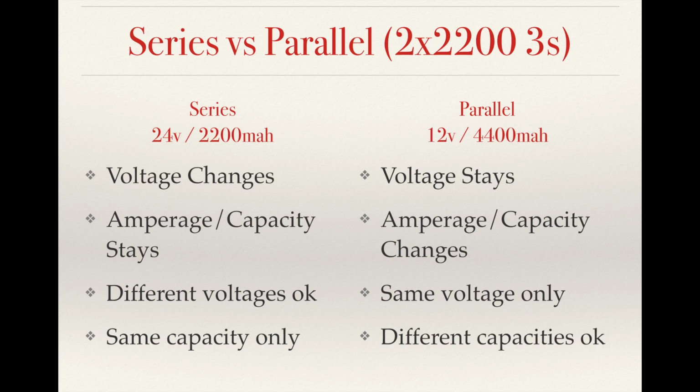You can only use the same voltage. You do not want to wire things together in parallel unless they're the same voltage. And you can use different capacities. You can take a 1,000 milliamp hour 3-cell and a 2,200 milliamp hour 3-cell and wire them in parallel, and they'll discharge simultaneously down to 80 or 25%. It's just the way it works.